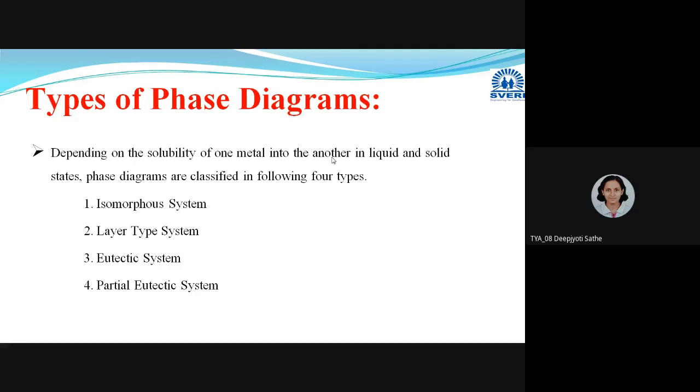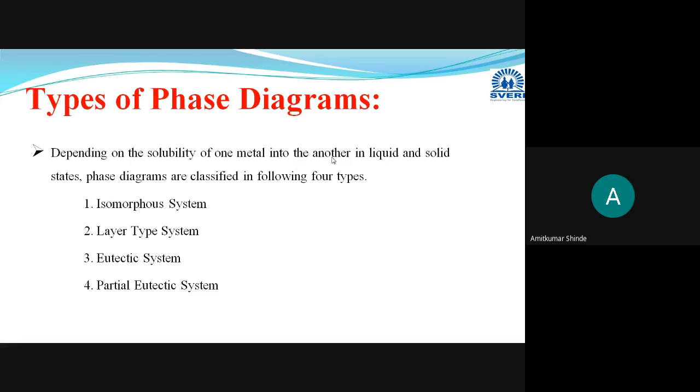Yes, sir. Okay, start. In the last lecture, we started the discussion related to phase diagrams. In the previous lecture, we completed the meaning of the phase diagram, the applications of phase diagrams, and the different types of phase diagrams, depending on the solubility of one metal into another metal in the liquid state and in the solid state.